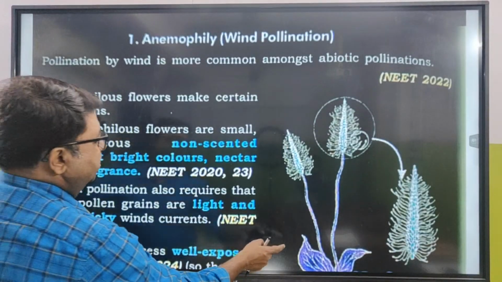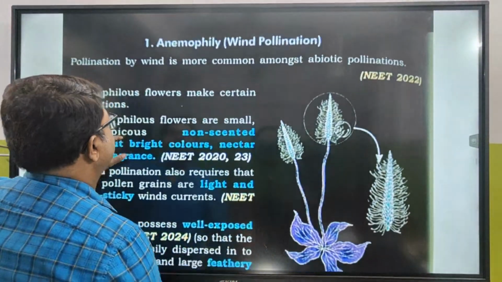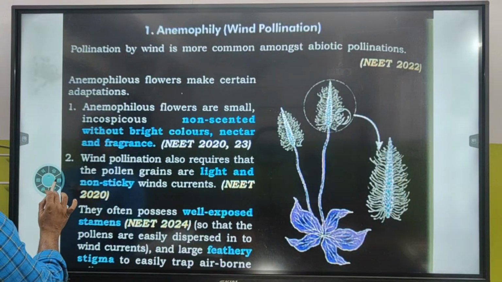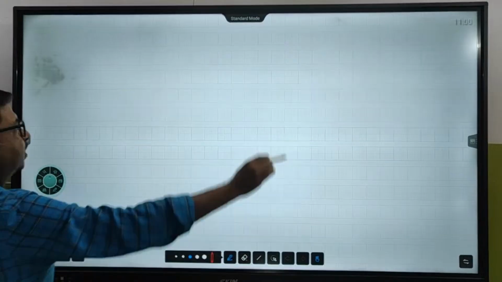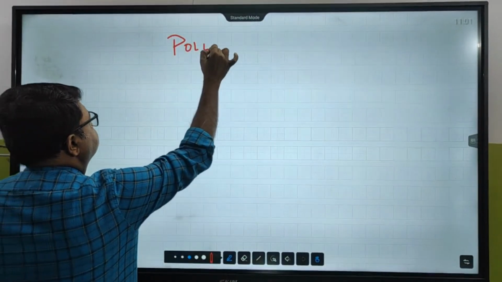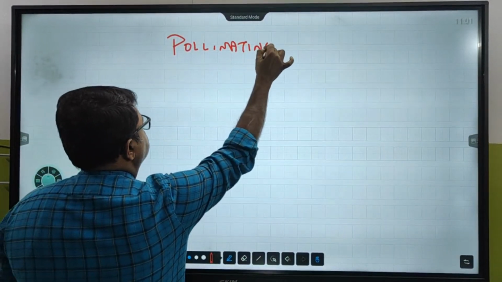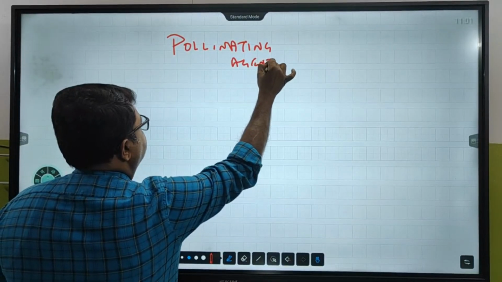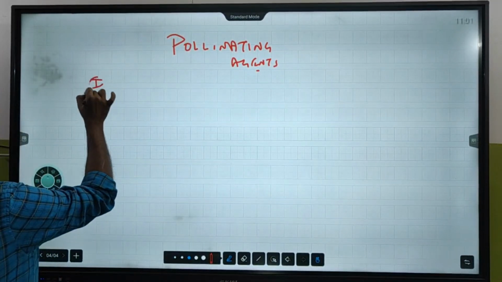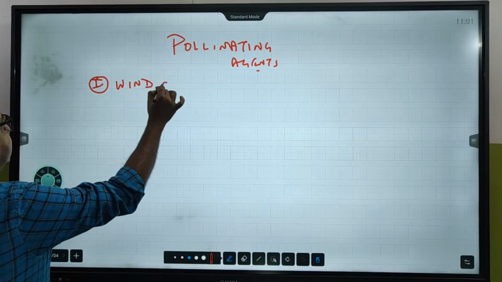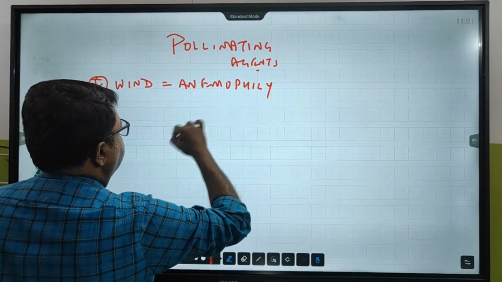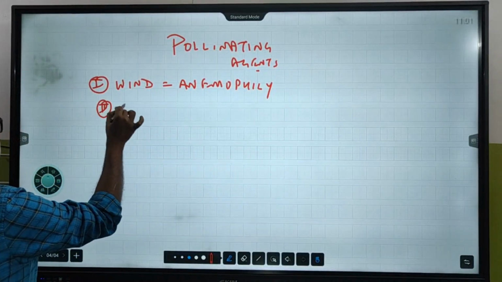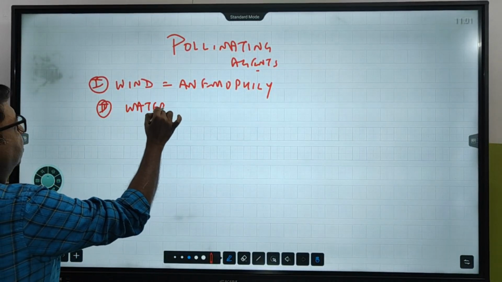Anemophily. So wind pollination. What is wind pollination called? Anemophily. Before we get into the pollinating agents, let's get some examples of pollinating agents. Types. It can be wind. When it is wind, we call it anemophily. Second, if it is water, we call it hydrophily.